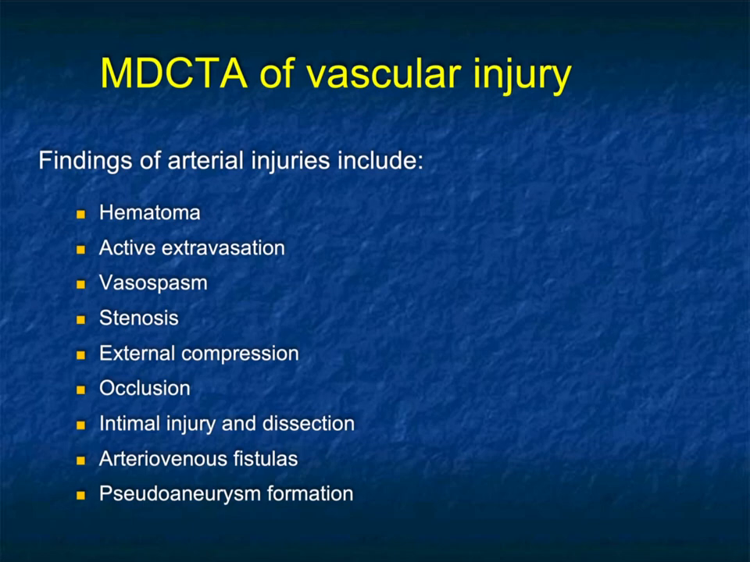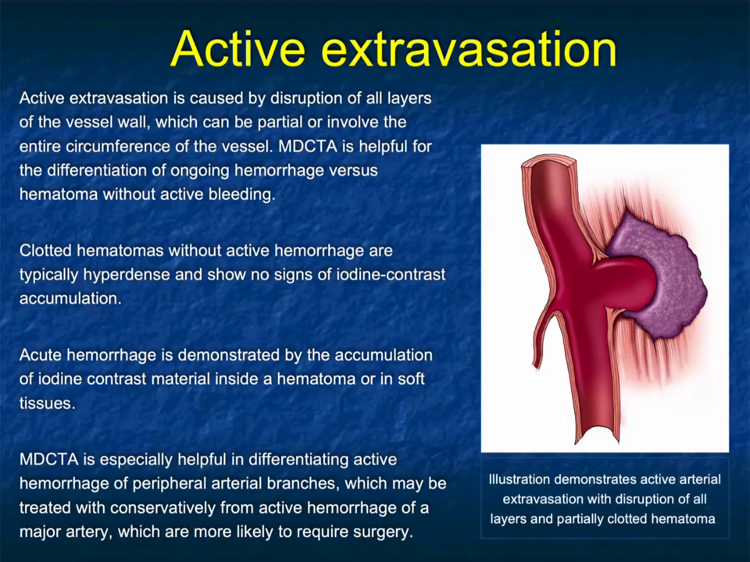Now, in terms of vascular injury, there are a number of things to think about. What are the type of injuries we can look at? Hematoma, active extravasation, vasospasm, stenosis, external compression, occlusion, intimal injury and dissection, AV fistulas, and pseudoaneurysm formation. So you have to be familiar with all of these types of injury. Now, active extravasation is the easiest. It's caused by disruption of all layers of the vessel wall, which can be partial or involve the entire circumference of the vessel.